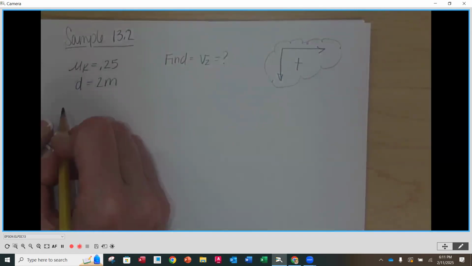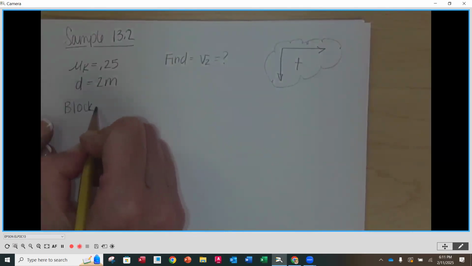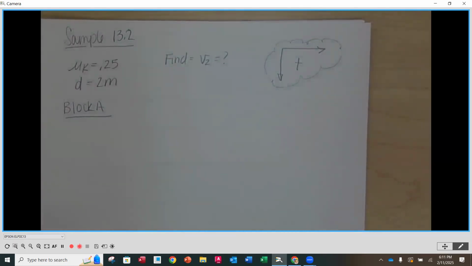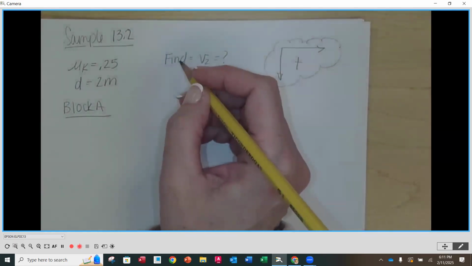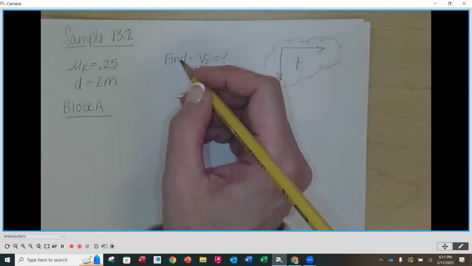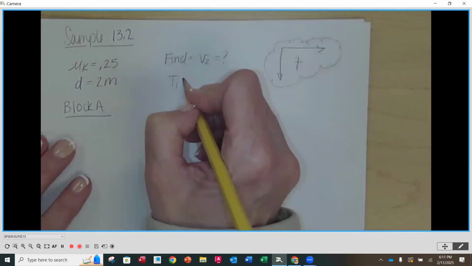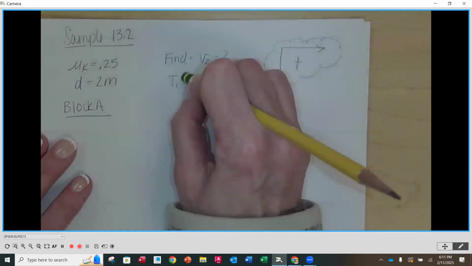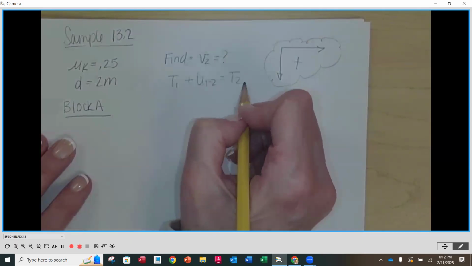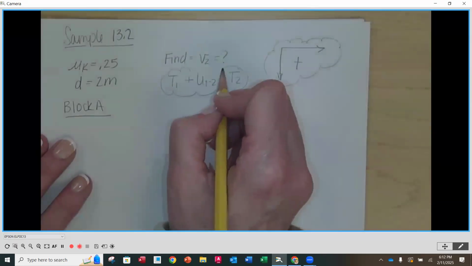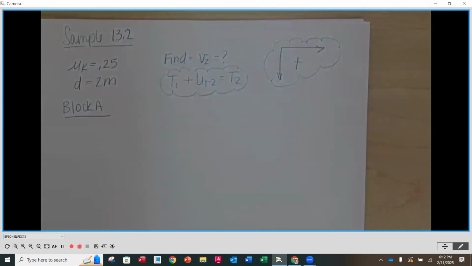So let's start by looking at block A. We are going to use the work energy theorem. So I'll just put that up here: T1 plus work 1 to 2 is equal to T2. So this is really what we're going to be looking at for each one of the blocks. We're going to do work and kinetic energy for block A and then work and kinetic energy for block B.